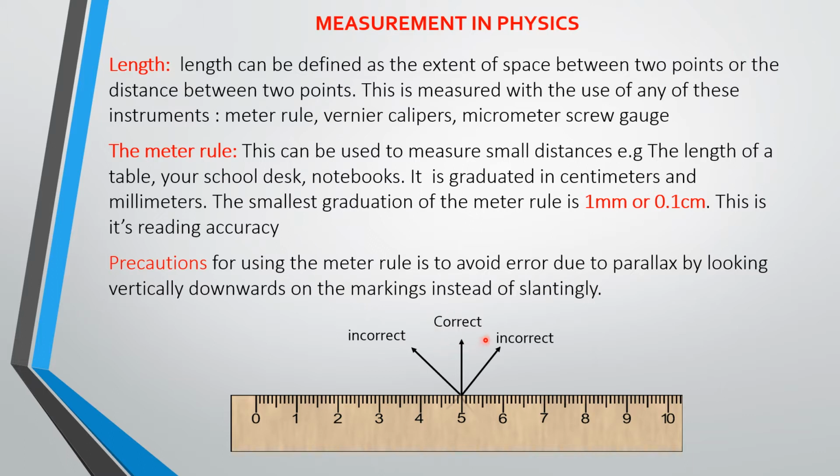This is the correct way for you to use the meter rule, not from either this side or this side. If you are looking from the left in a slanting form, or from the right in a slanting form, you will have error due to parallax, so your result will not be correct. So for you to reduce this error, you must take this precaution. When using the meter rule, avoid error due to parallax by looking vertically downwards on the marking instead of slantly. Follow these simple precautions and you will have more accurate results while you are using the meter rule.